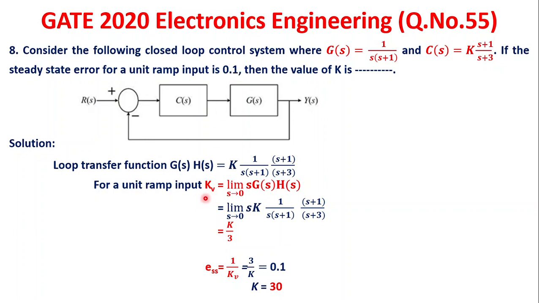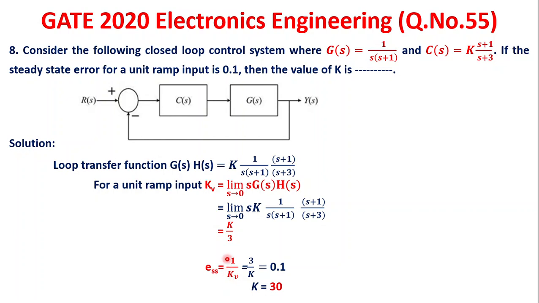So first we have to find out kV. If you find out kV as s tends to 0, s into g of s, h of s, so same expression multiplied by s. So s cancel each other. 0 plus 1, 0 plus 1. So 1 by 3 into k. So k by 3.